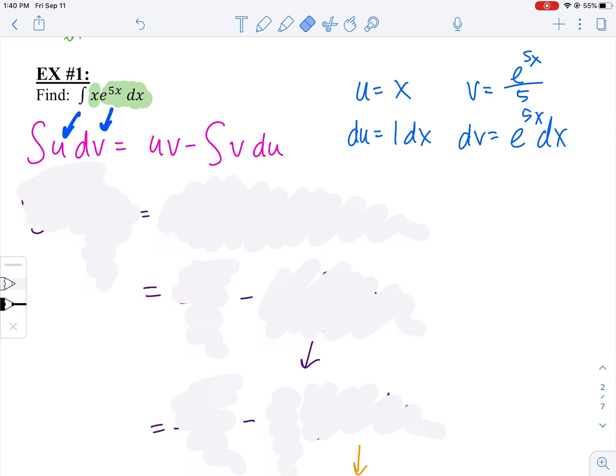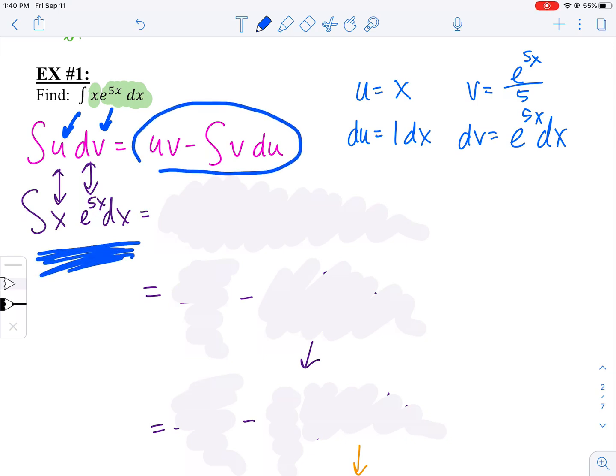Now I have all four pieces. I have u, du, I have v and dv, and now I can plug it into my formula. My formula says that u, which is really x, and dv, which is really e to the 5x dx, that's what my original problem was, but I didn't know how to solve this problem. If I don't know how to solve this problem, then I should be able to use the rest of the integration by parts formula to tell me what it equals.